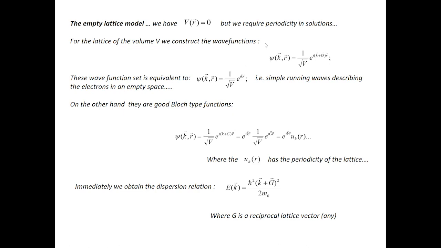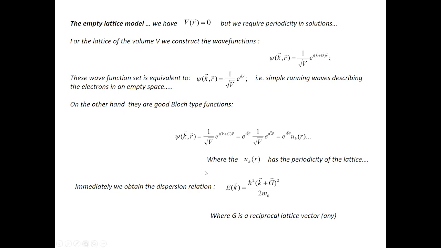So these are actually electrons in free space, but if we require the periodicity of the solution, we can see that they are also good Bloch-type functions. So they describe some toy crystal, which is very simple. It has only periodicity with no potential. It's impossible in reality, but it will give you some feeling about what's going on here.